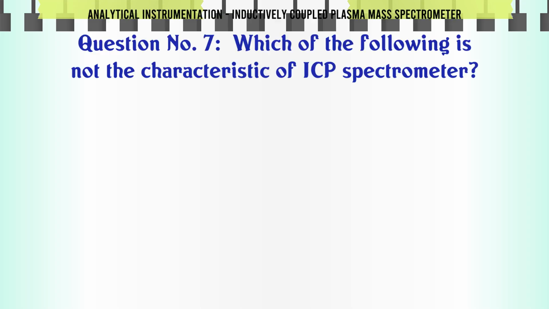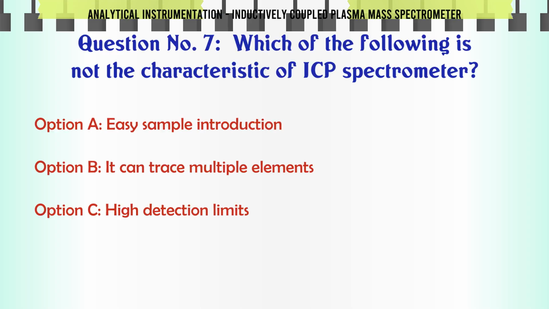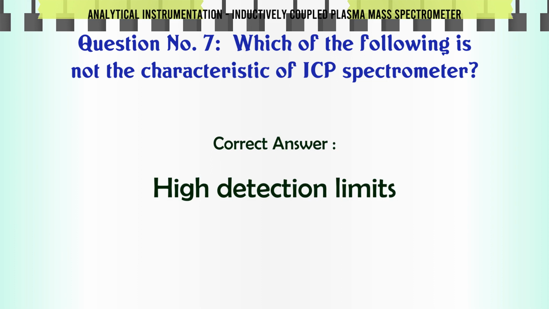Which of the following is not a characteristic of an ICP spectrometer? A. Easy sample introduction, B. It can trace multiple elements, C. High detection limits, D. Accurate. The correct answer is high detection limits.